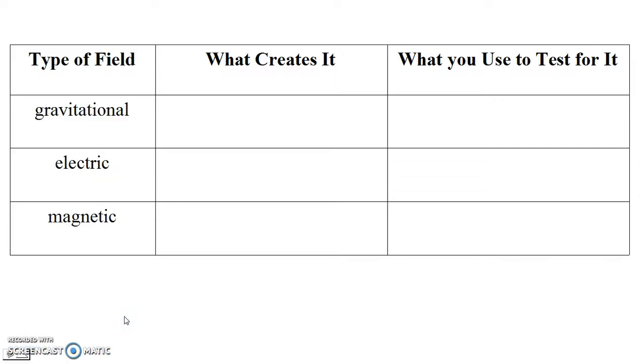Hello, honors physics students. Let's get started in your notes. If this were a regular class, this would be your do now. So in your notes, I want you to copy down this chart, 3 columns here. Type of field, middle column, what creates it, third column, what you use to test for it.